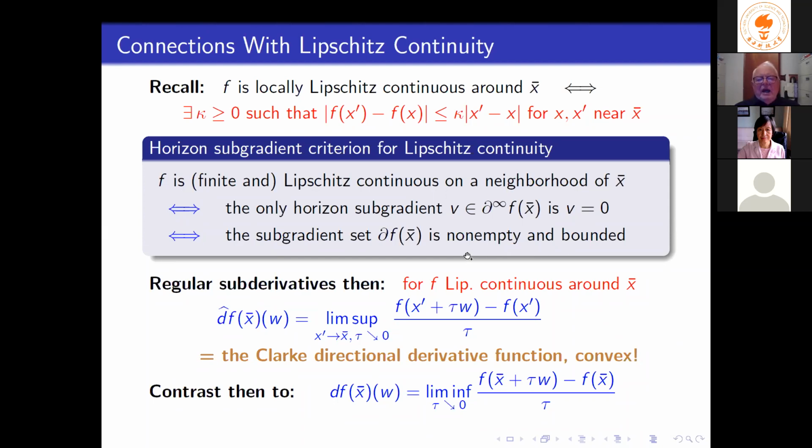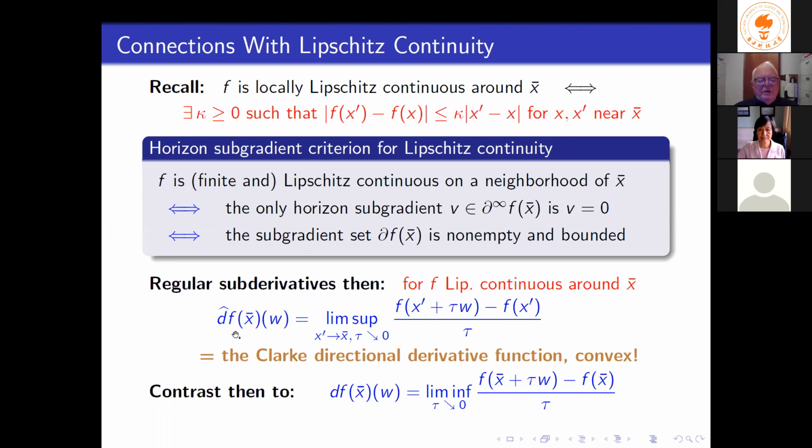It's possible to have a non-zero horizon subgradient at a point where there's no other subgradient, because it might be that the function is too steep there for a subgradient. So anyway, you have this triple characterization, which really shows the power of some basic idea. And right, and then there are the regular subderivatives in this case. So they have a much simpler formula.